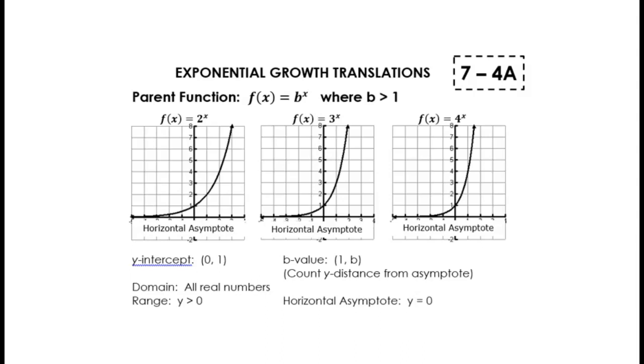So the notes today are 7-4A. It's about exponential growth translations. And it's just translations, not all of transformations. So what's the difference between translations and transformations? Translations is shifting left and right, up and down. Transformations involves things like reflections and vertical and horizontal stretches and compressions. Stuff like that. So this is just shifting today.